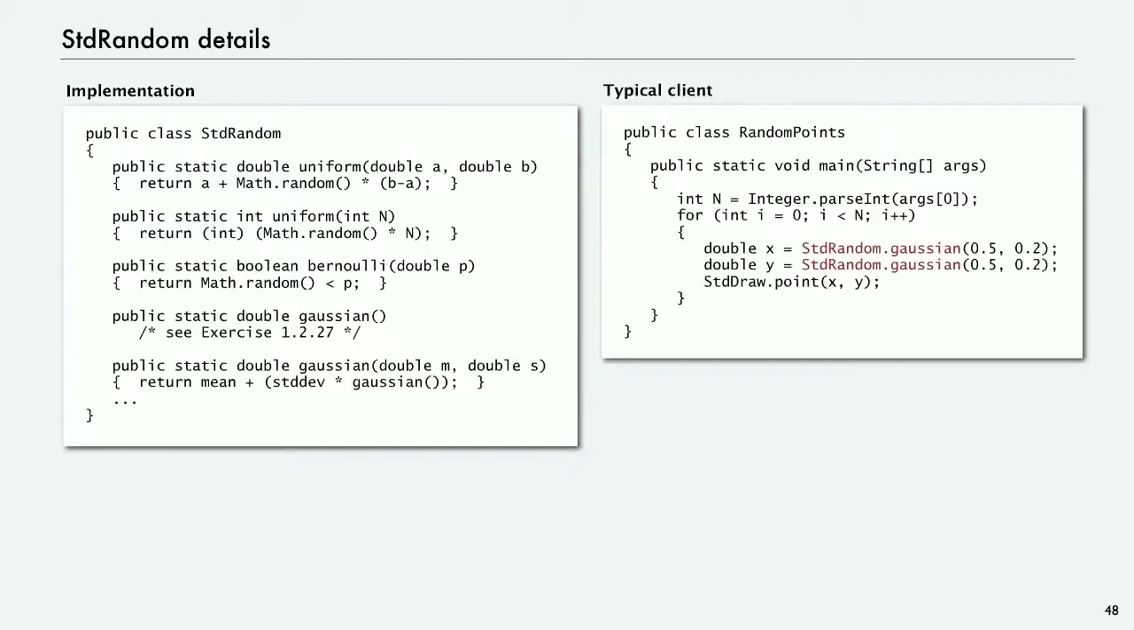In a typical client, so if I say, well, I want to generate random points where the x, y coordinates are Gaussians centered at a half with a certain standard deviation.